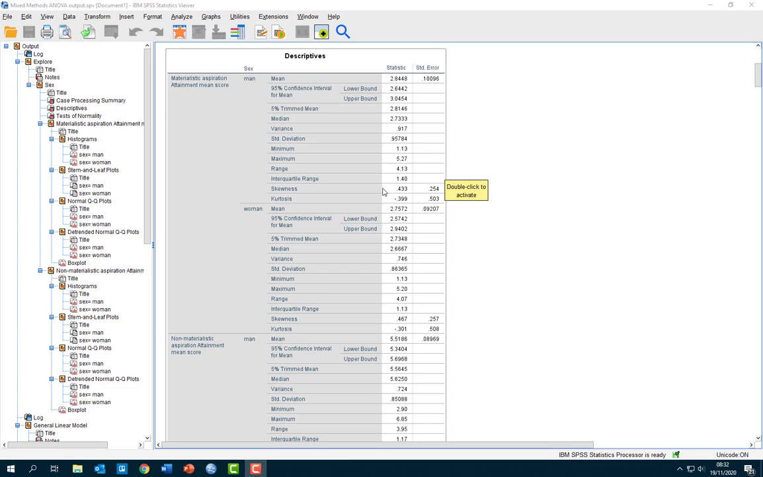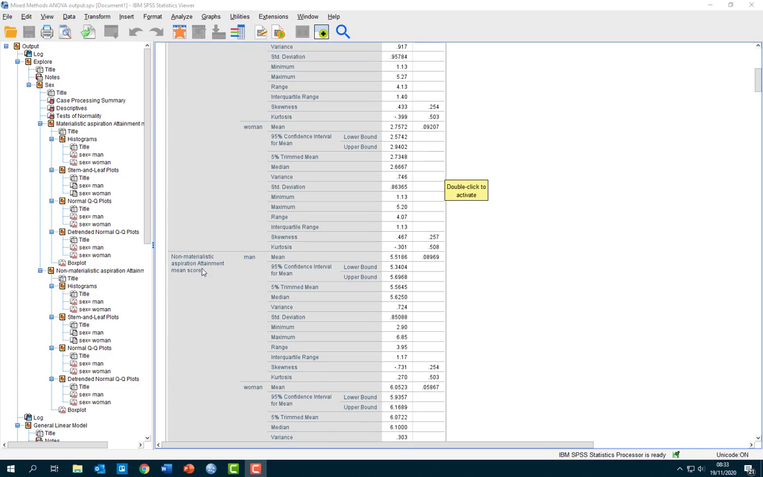So the tail of the distribution is to the left of the graph. So we have some positive skew, and we have a slightly flatter than normal distribution based on this. And so we need to do that just to sort of eyeball the data for each of these subsets. So for females on materialistic, for males on non-materialistic, and females on non-materialistic.